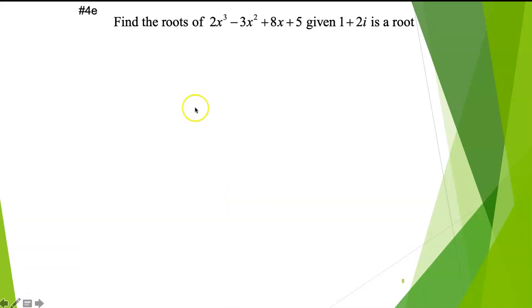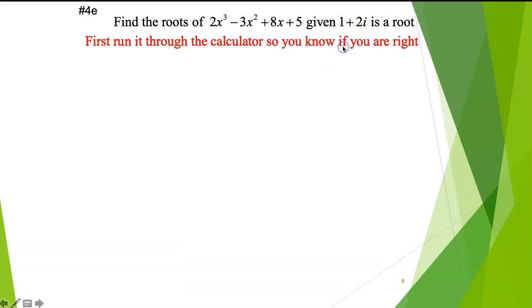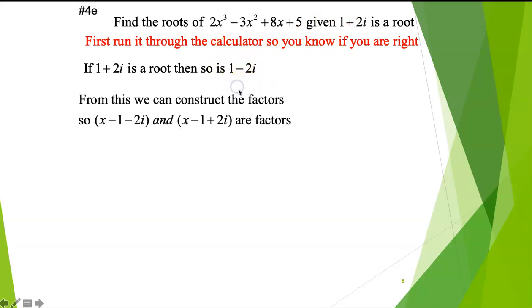Now find the roots of 2x to the power of 3 minus 3x squared plus 8x plus 5, given that 1 plus 2i is a root. Because you can see the polynomial has no imaginary components, the other root for this polynomial is the conjugate of that. So if we take the conjugate of that root, it's 1 minus 2i. Now rewrite both roots as factors, just changing the sign, put them back in brackets, and now expand.